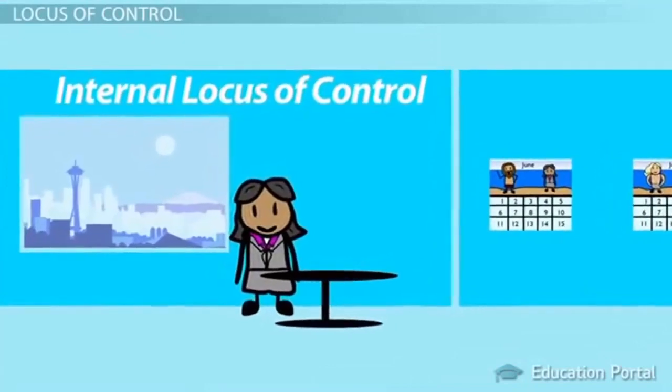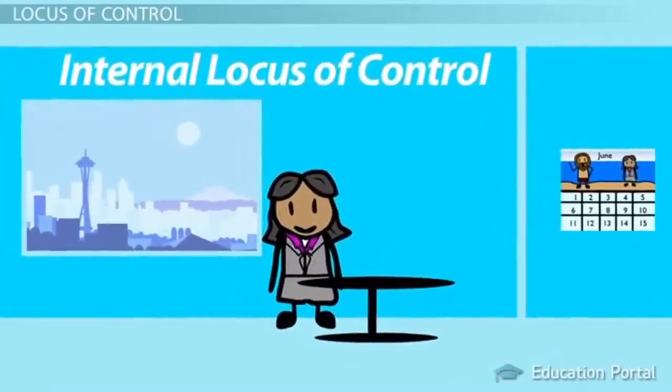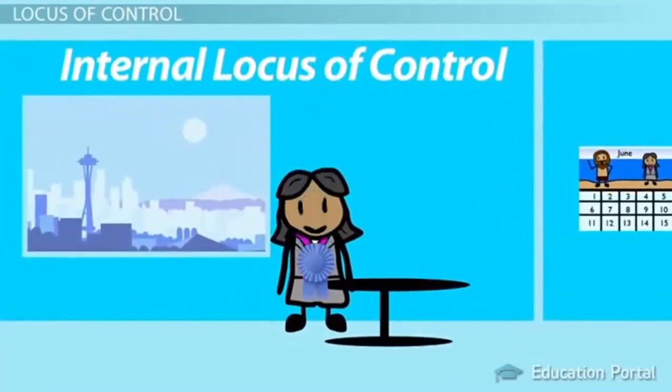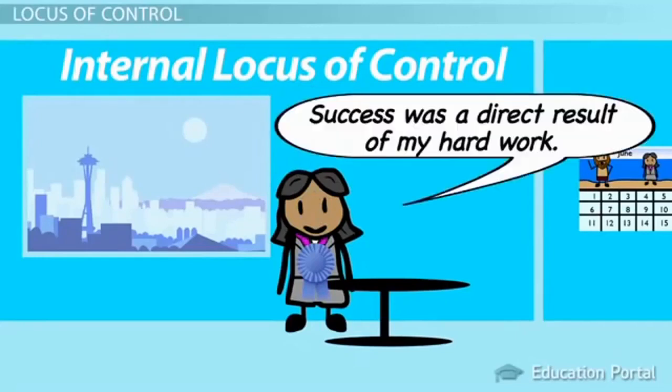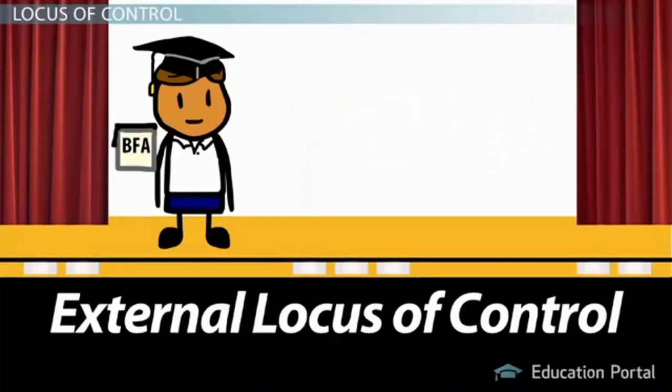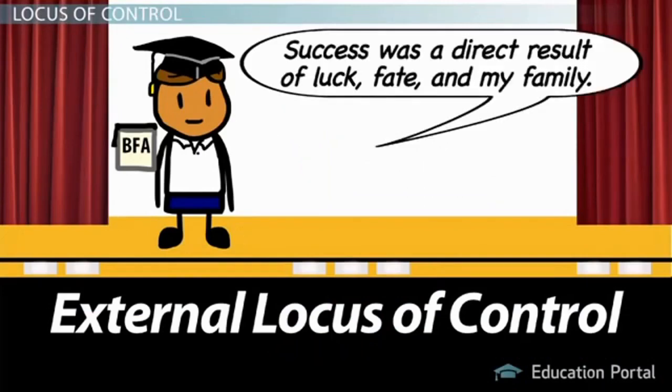For example, let's say you're a person with an internal locus of control and you get a promotion at work or achieve some other type of success. You will probably attribute that positive end result to the work you put in. In other words, your success was a direct result of your hard work. If, on the other hand, you have an external locus of control, you might attribute that promotion or success to external or environmental factors, such as luck, fate, timing, other people, or some type of divine intervention.